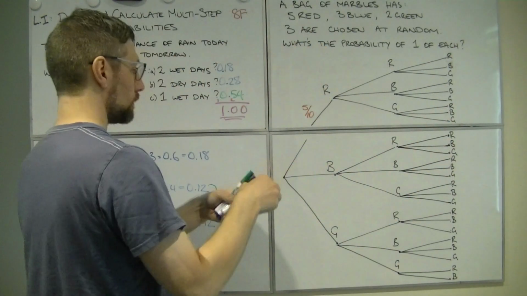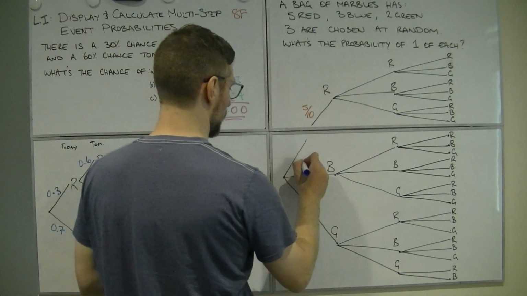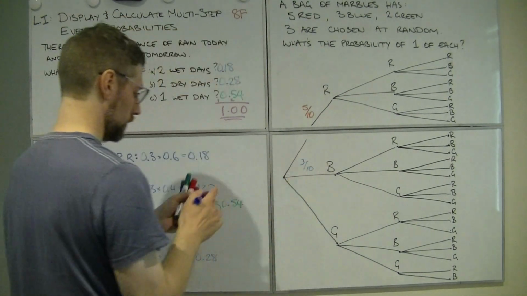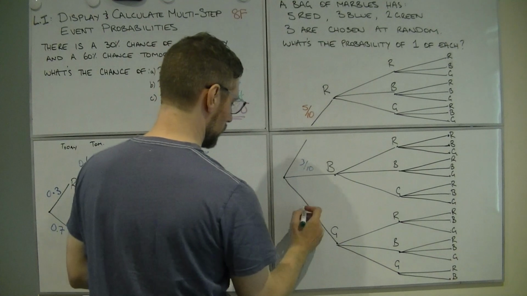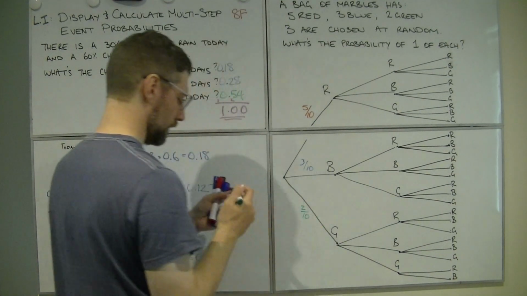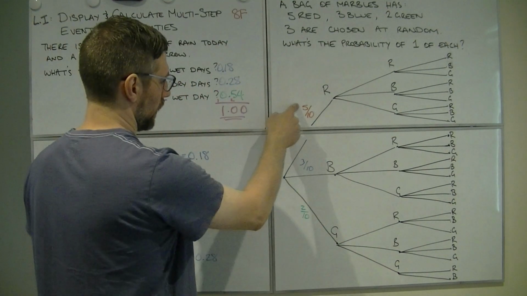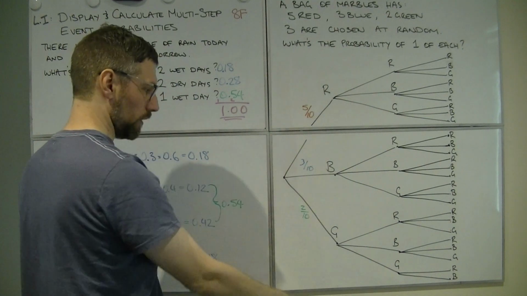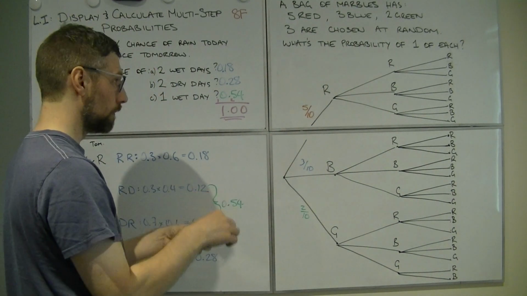Okay. Blues, there are 3 out of 10. Greens, there are 2 out of 10. Cool. Check that it adds up. 5, 3, and 2 is 10. Makes it easy to check if they're all the same denominator.